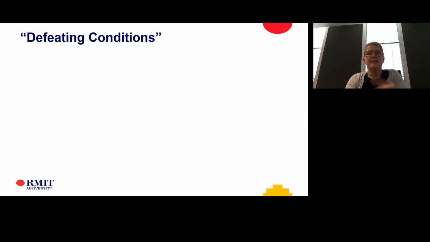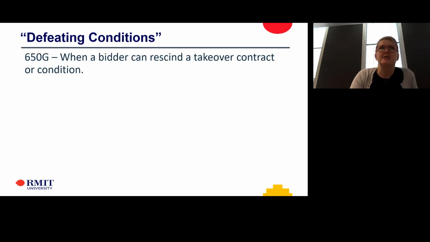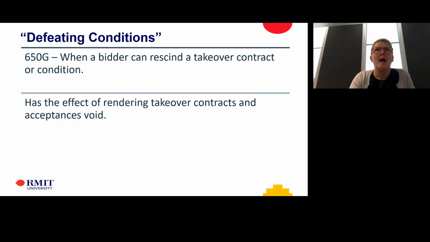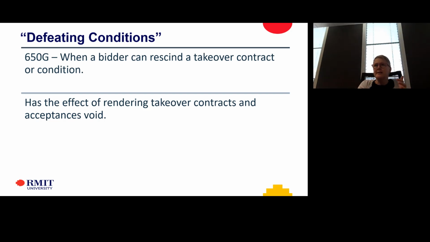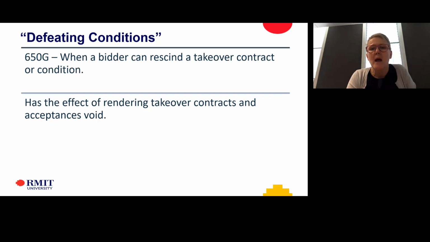The next thing that we need to think about is defeating conditions. So Section 650G sets out the circumstances when a bidder can rescind a takeover contract or a condition. And this has the effect of rendering takeover contracts, acceptances of offers made under an off-market bid, it basically rescinds or terminates those contracts. So the definition, in fact, of a takeover contract is a contract that results from the acceptance of an offer made under a bid.